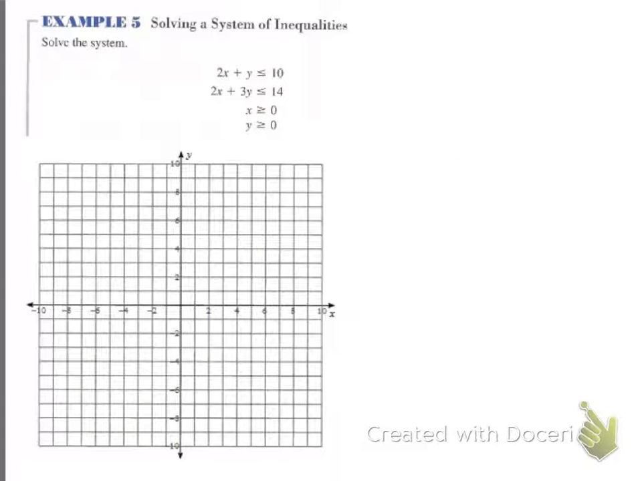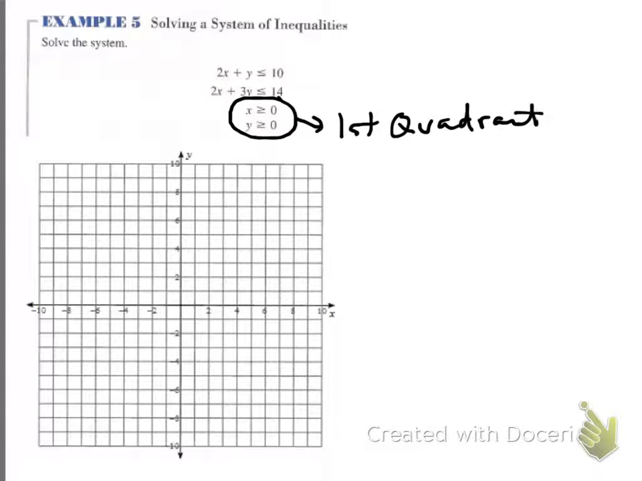All right, now we get into bigger systems. 4 inequalities. Now, if you take a look at these, x is greater than 0 and y is greater than or equal to 0. Basically what this means is this is restricting our boundary to the first quadrant. You're not actually going to shade for those two lines. You just know that x and y both have to be at least 0.